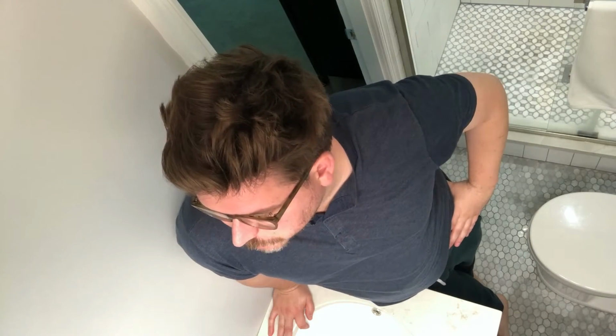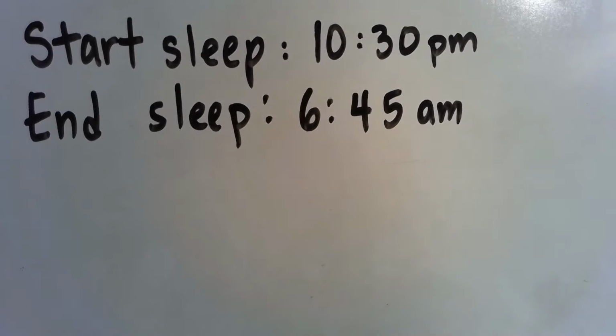So I just woke up at 6:45 in the morning, and last night I went to bed at 10:30 p.m. How long did I sleep? All right, let's figure that out. So here we have the start of sleep at 10:30 p.m. and the end of sleep at 6:45 a.m. That means we are missing the elapsed time.